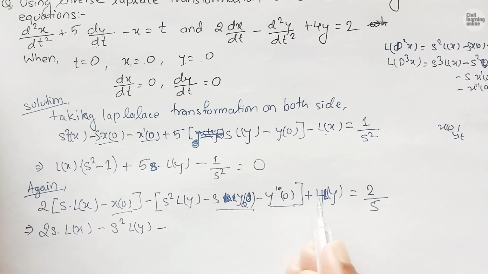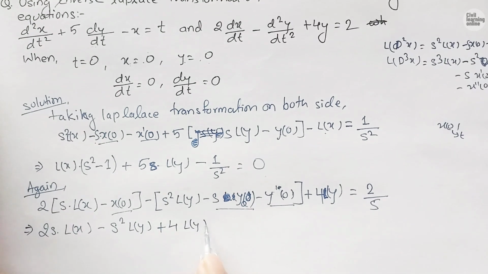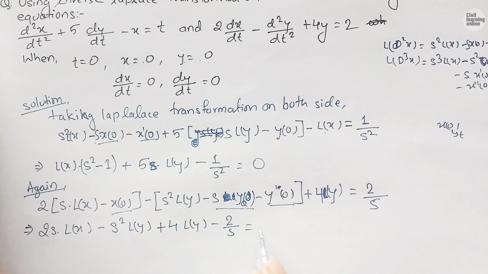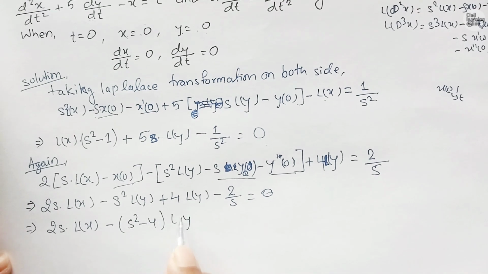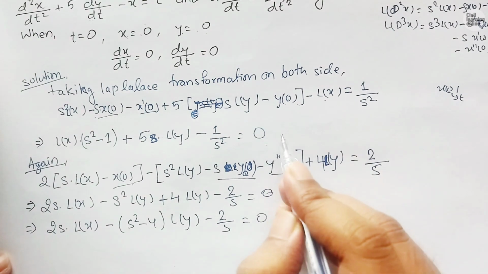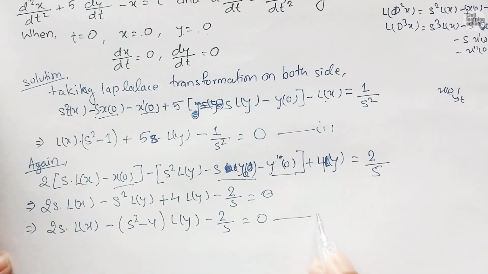So let's take Laplace transformation of y. I will do that in another step. So we have 4 times Laplace transformation of y and 2 upon s equals to 0. Let's do one more step. So we will have 2s times Laplace transformation of x and minus common. So if we take minus common, we will have s square minus 4 times Laplace transformation of y minus 2 upon s equals to 0. So we have 2 equations. This is equation 1, this is equation 2.